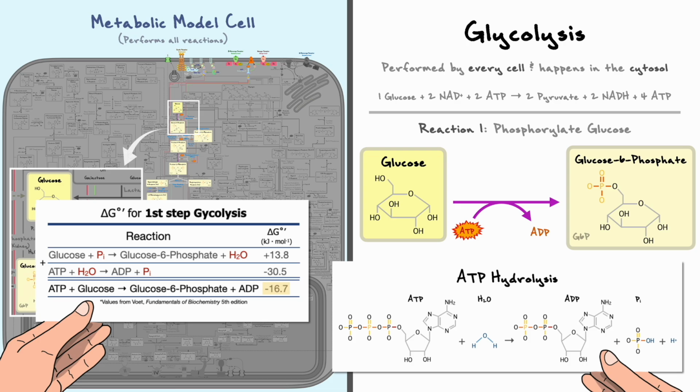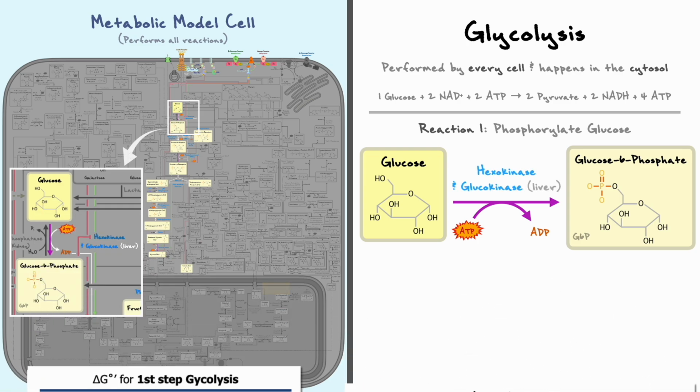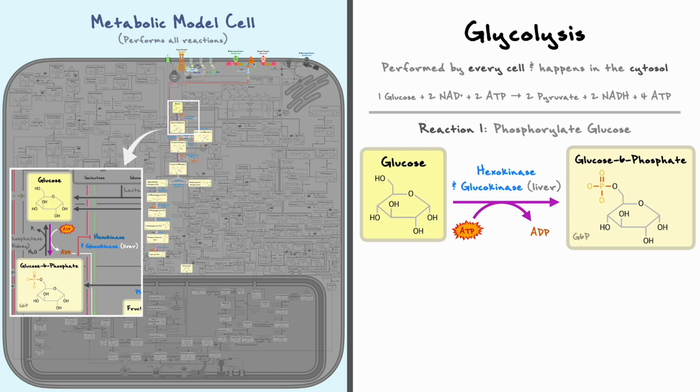I would suggest keeping this idea of thermodynamics in mind, as we will later come back to that aspect when considering how the entire pathway is regulated. Now, the enzyme that mediates this reaction is called hexokinase and is expressed in all cells, which partly explains how come glycolysis happens everywhere.